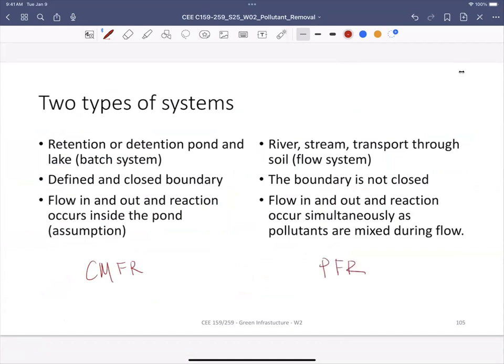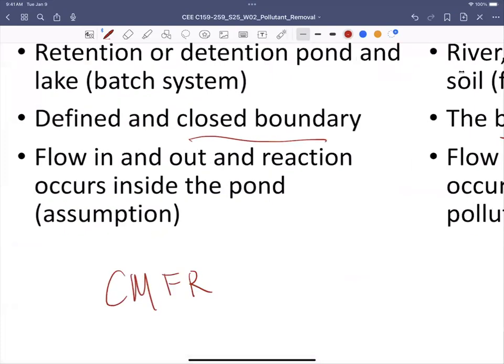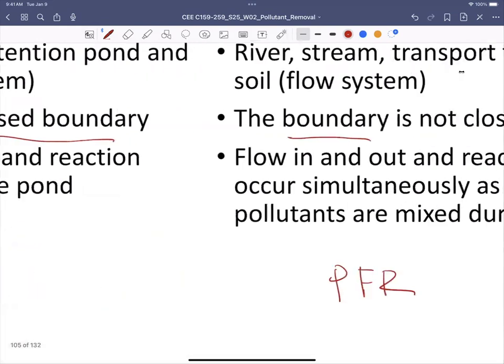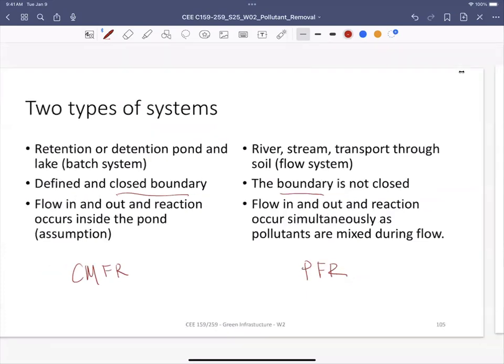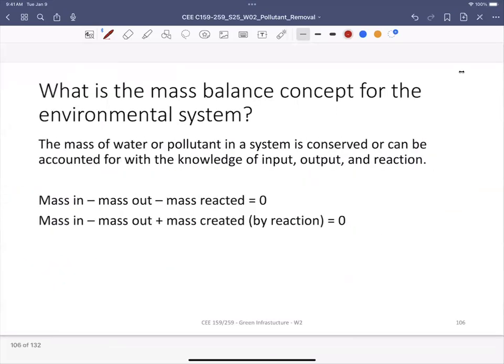The difference is that here you have a closed, definitive boundary, and here you do not have a clear boundary. One is moving, another is leaving the system. In both cases, flow could be in and out, and there may be reactions happening. The difference is that the reaction happens inside the pond or inside the reactor, not outside while things are flowing. But in this case, the reactor is not defined, meaning pollutants are degraded as the water is moving. So these are the assumptions. With that, let's use the mass balance concept to solve these questions.